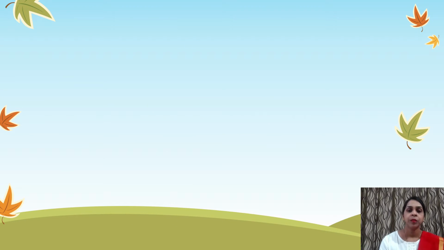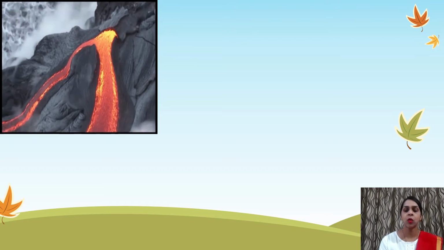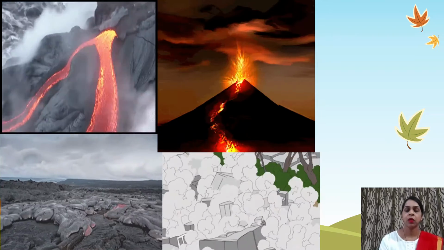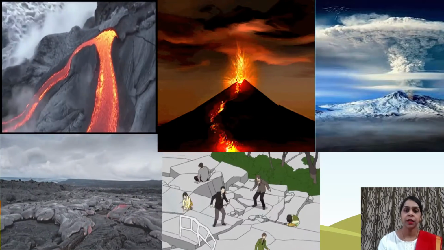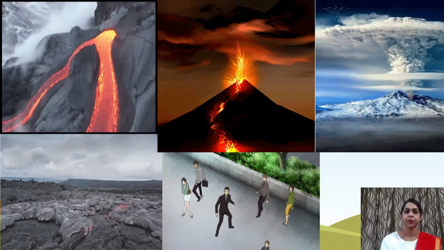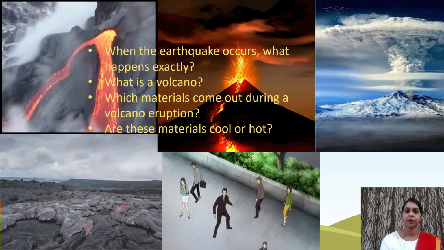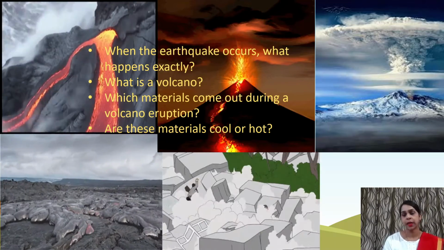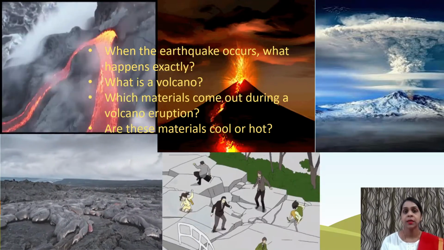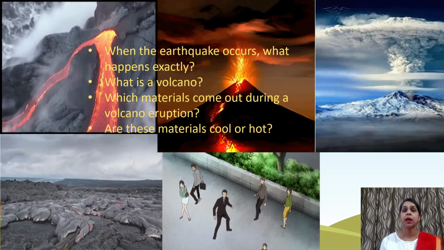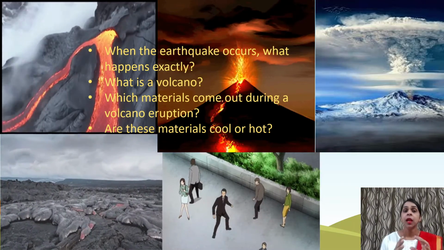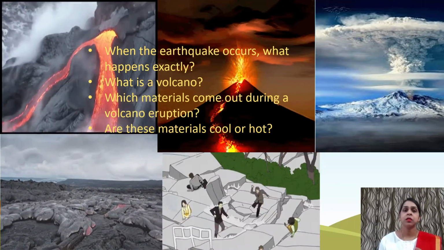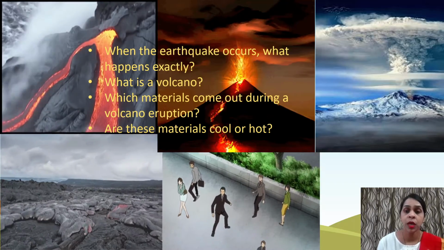Students, please observe these pictures very carefully because I am asking questions related to this. When the earthquake occurs, what happens exactly? Yes, when the earthquake occurs, the land plates slide because of less friction comparatively. The earthquake can cause mass destruction to the landform.